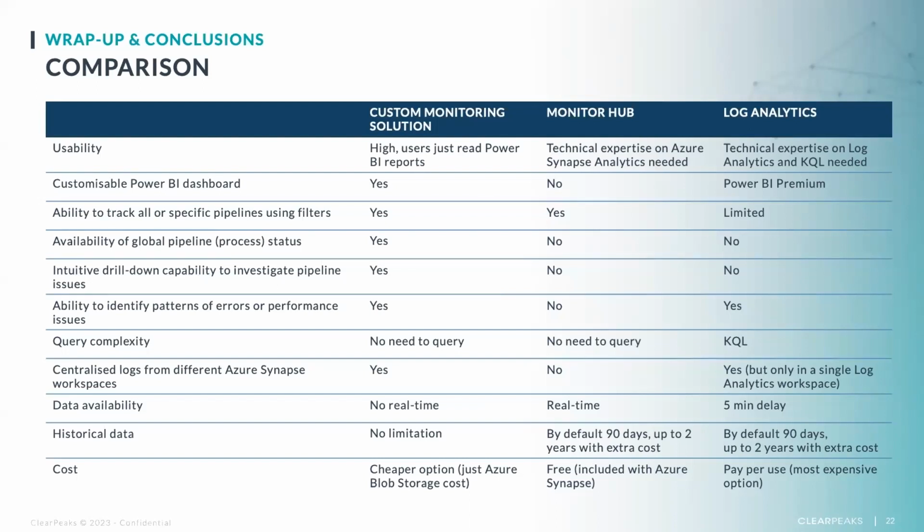We can track all or just one specific pipeline using filters with all solutions, although filtering is limited with the Log Analytics solution. Only in our solution can we have the global process status. I mean, we can see if the orchestrator pipeline has really succeeded or not. And also, only in our solution, it is intuitive to navigate through different levels of hierarchical pipelines to investigate pipeline issues. With our solution and with Log Analytics, it is possible to identify patterns of errors and performance issues. But with Monitor Hub, it is not possible to find such patterns. It is not necessary to make any queries in our customized dashboard, neither in Monitor Hub.